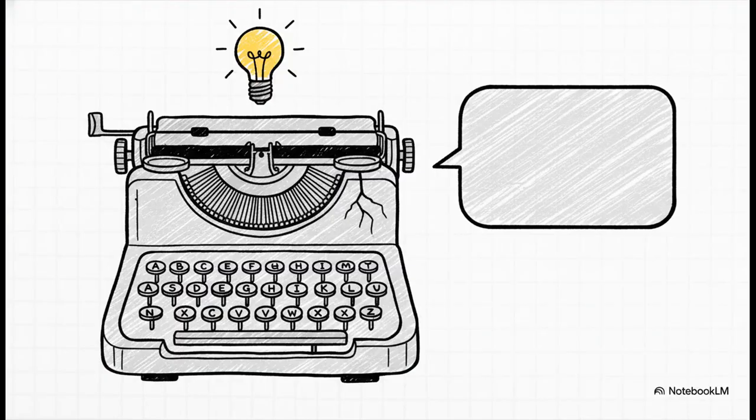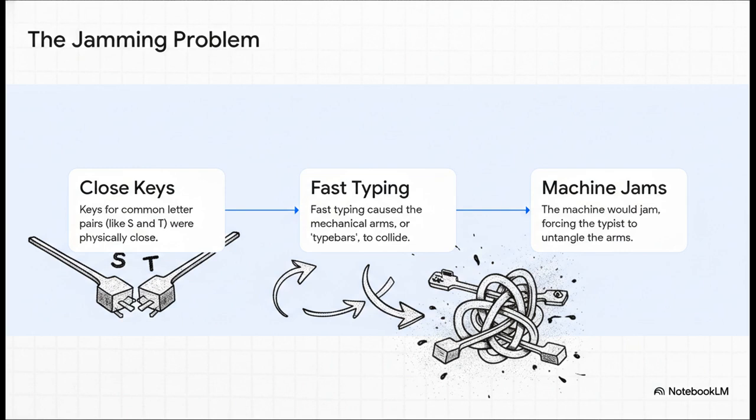You know, the funny thing is, our first instinct is totally right. The inventor, a guy named Christopher Sholes, actually started with a simple two-row alphabetical layout. It was logical, it was easy to learn, but it had one fatal flaw. Okay, so you have to picture these early typewriters. They were basically a basket of metal arms that would swing up and smack the page. Now, on an alphabetical layout, the little arms for letters we type together all the time, like S and T, were right next to each other. So if you were a fast typist, those arms would literally crash into each other, creating this tangled, inky mess.